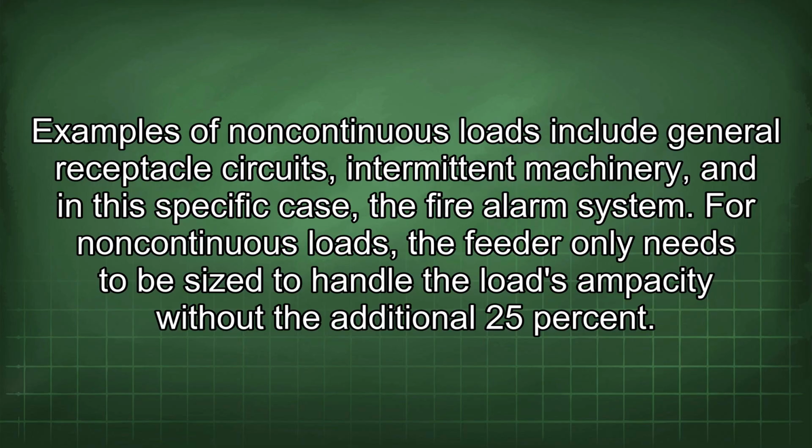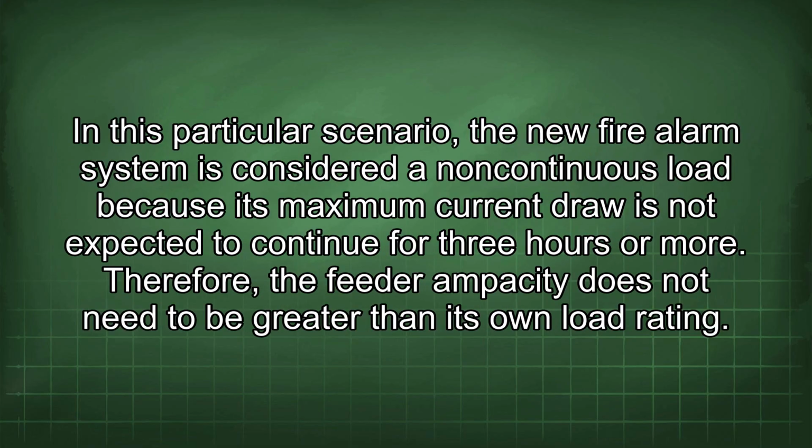Examples of non-continuous loads include general receptacle circuits, intermittent machinery, and in this specific case, the fire alarm system. For non-continuous loads, the feeder only needs to be sized to handle the load's ampacity without the additional 25%. In this particular scenario, the new fire alarm system is considered a non-continuous load because its maximum current draw is not expected to continue for 3 hours or more. Therefore, the feeder ampacity does not need to be greater than its own load rating.